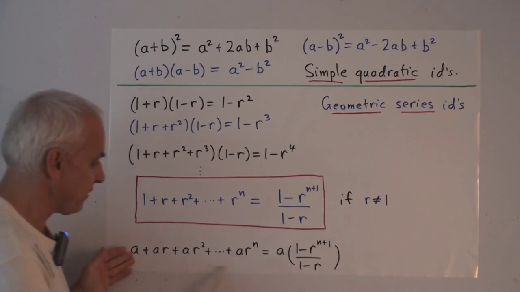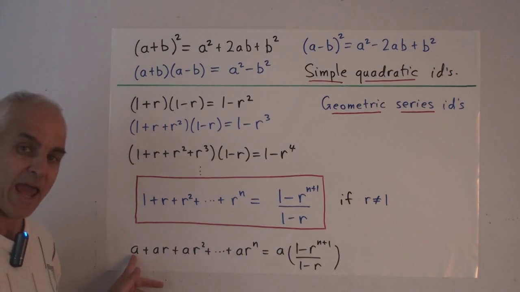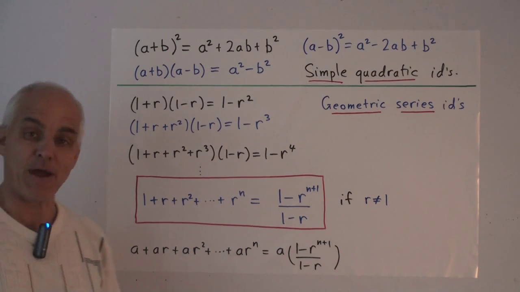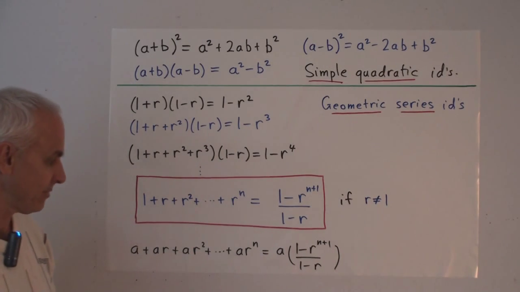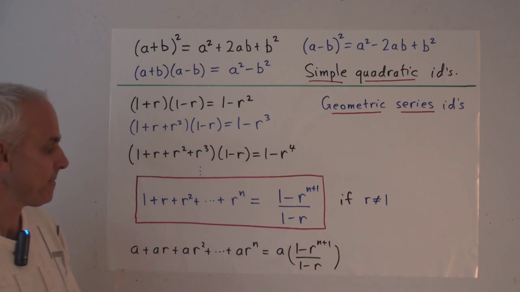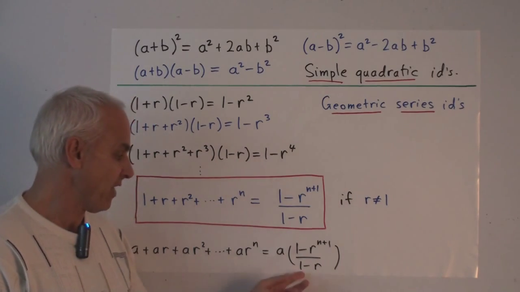And the geometric series formula is often written like this, slightly more general, where the first term is a instead of 1, but each term after that is obtained by multiplying by r. So the sum, a plus ar, all the way up to a r to the n, is a times (1 minus r to the n plus 1) divided by (1 minus r).